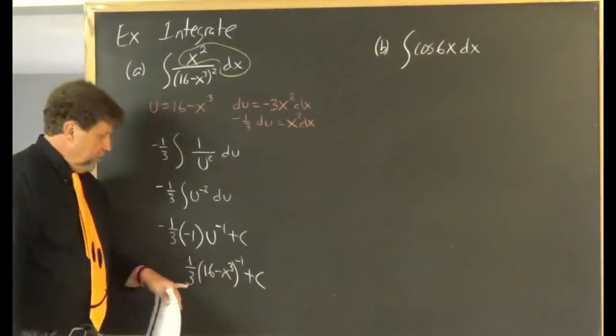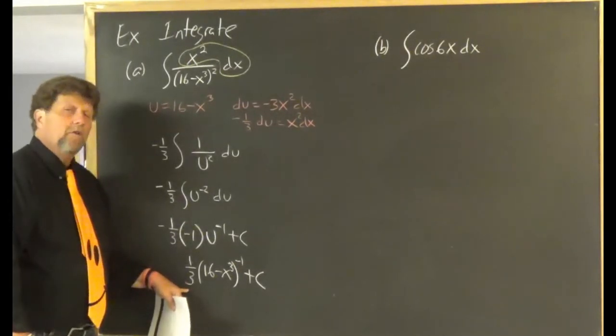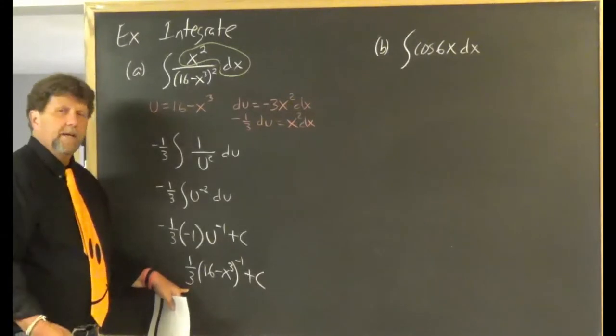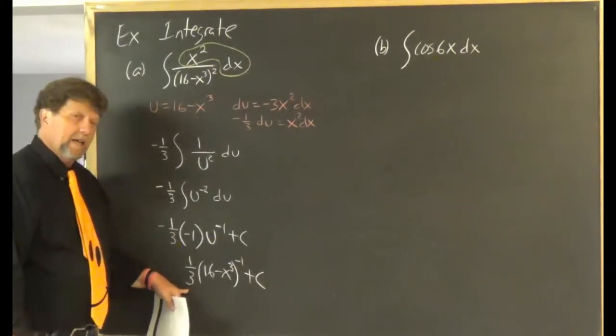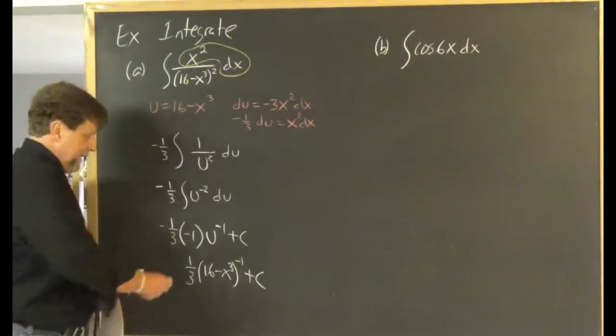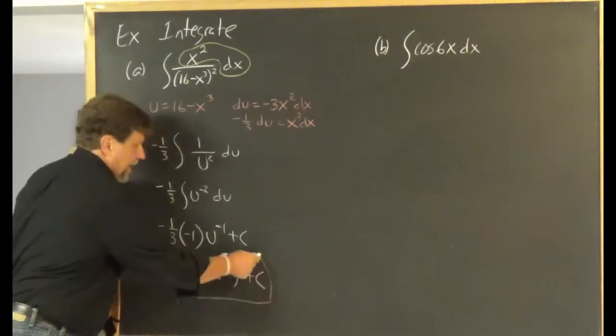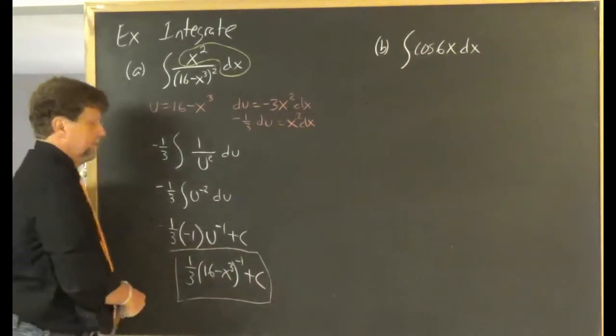Or if you prefer, you could rewrite this as 1/3 times the quantity 16 minus x cubed plus c. But I ran out of room, so I'm going to stop right there.